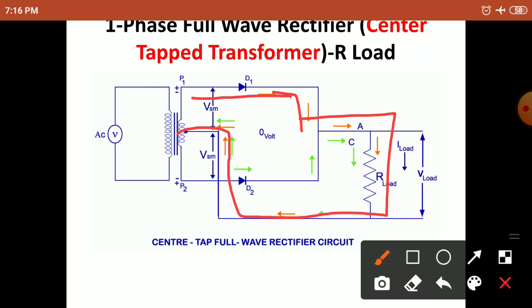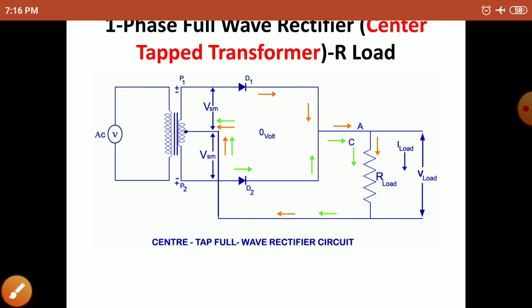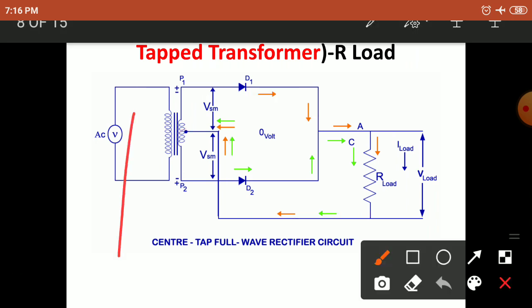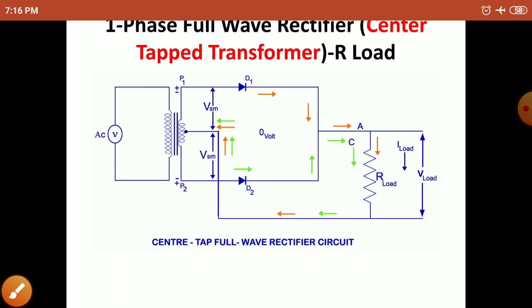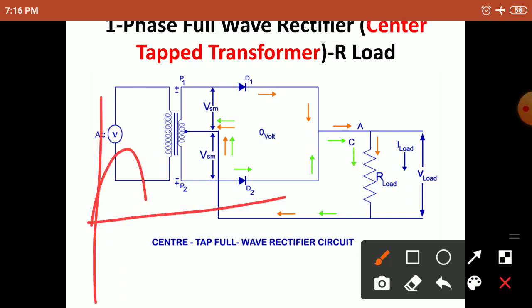Next, in this positive half cycle, diode D1 is acting and the flow of current is shown here. So the positive half cycle is completed now, and the output waveform will appear as the current is transferred.